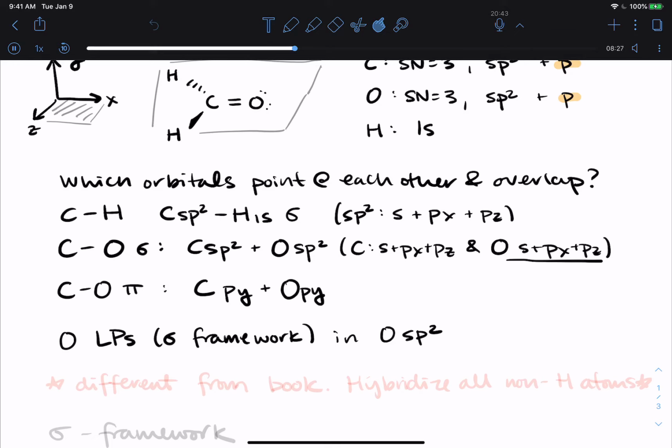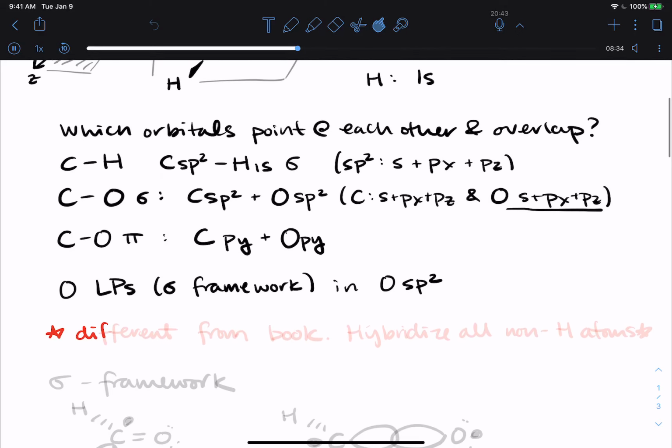All right. Now, just another note. I know that this was in the one video. This is different from the book. Do not follow the instructions that are in any of the books. You should hybridize, which is what we've done here, all non-hydrogen atoms. So follow the instructions that are here and not what you see in the textbook.